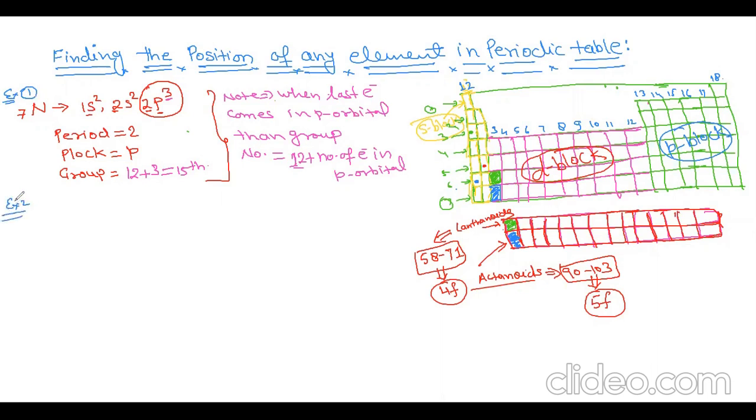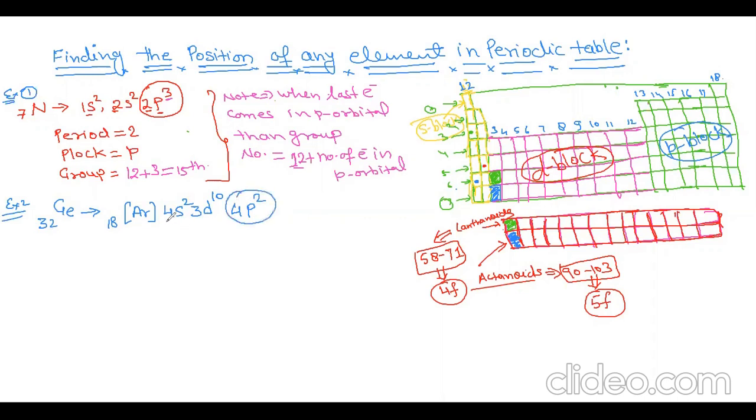One more example, I am taking here germanium 32. So first of all, you write the electronic configuration. Before germanium, that is argon, the noble gas with 18, then 4s2, 3d10, and then 4p2. So the last electron is coming in the 4p.